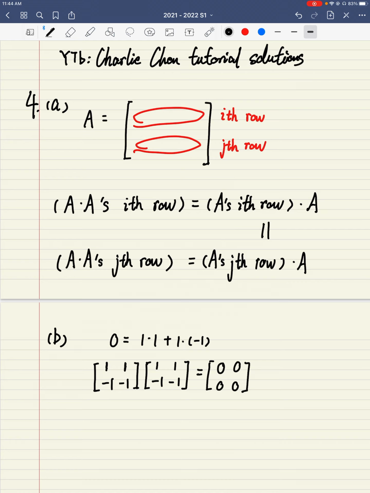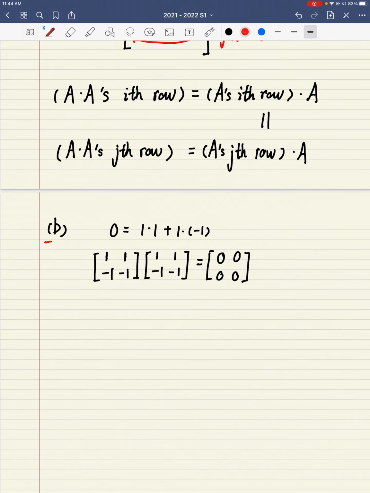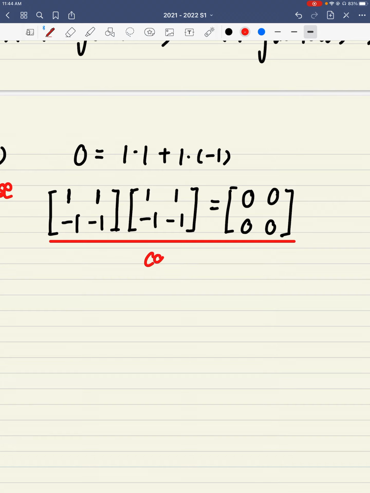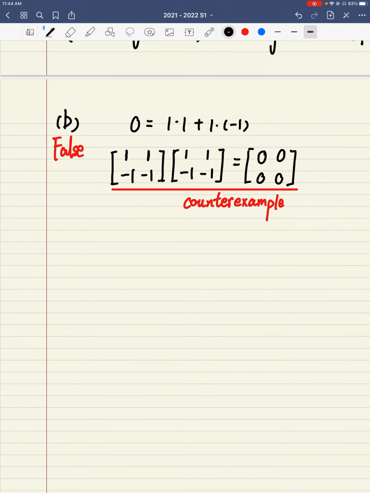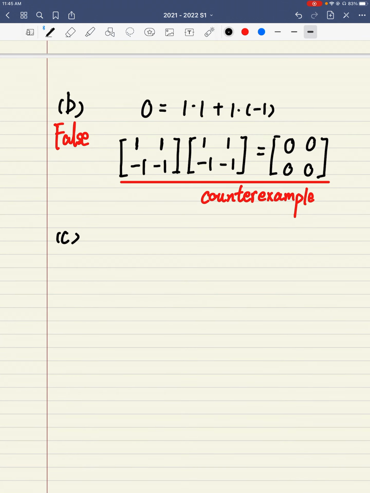From the proof, we know part A is true. Part B, because we find a counterexample, the statement is false. Right? Part C. If the matrix sum AB plus BA is defined, then AB must be square.